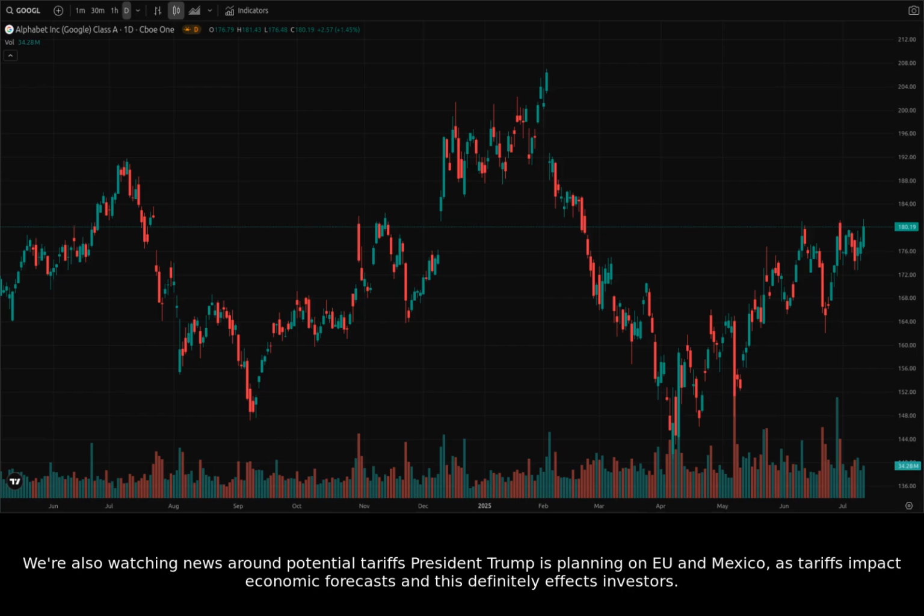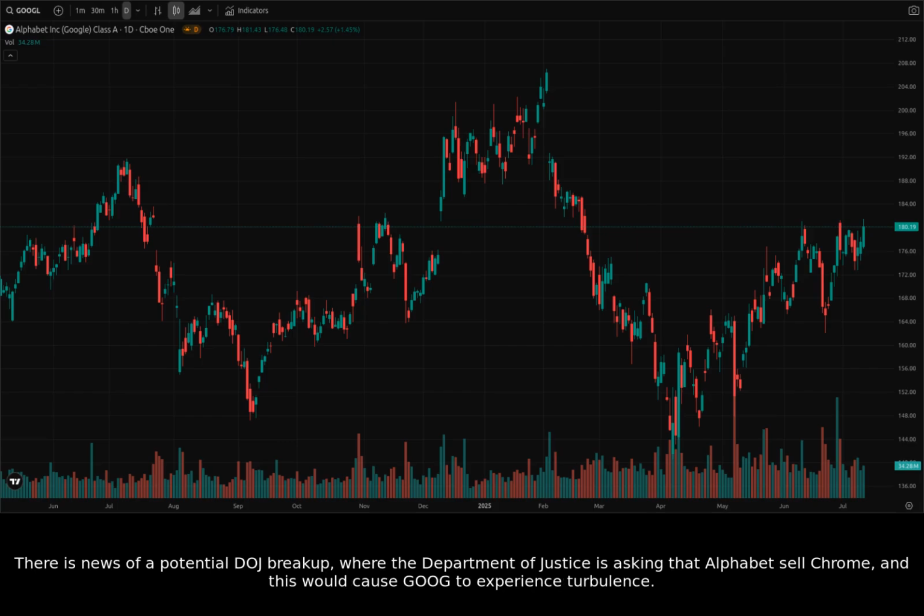We're also watching news around potential tariffs President Trump is planning on EU and Mexico, as tariffs impact economic forecasts, and this definitely affects investors. There is news of a potential DOJ breakup, where the Department of Justice is asking that Alphabet sell Chrome, and this would cause Google to experience turbulence.